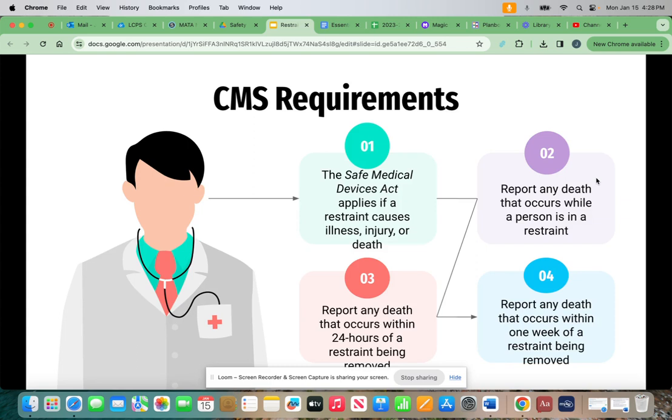Here are some CMS requirements. The Safe Medical Devices Act applies if a restraint causes illness, injury, or death. Facilities need to report any death that occurs while a person is in a restraint. They also need to report any death that occurs within 24 hours of a restraint being removed. They also need to report any death that occurs within 1 week of a restraint being removed. Number 4 applies if the restraint contributed directly or indirectly to the person's death.